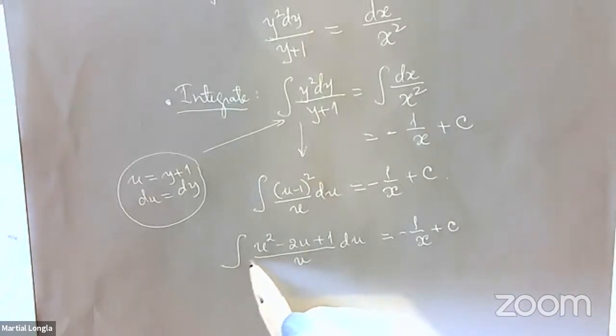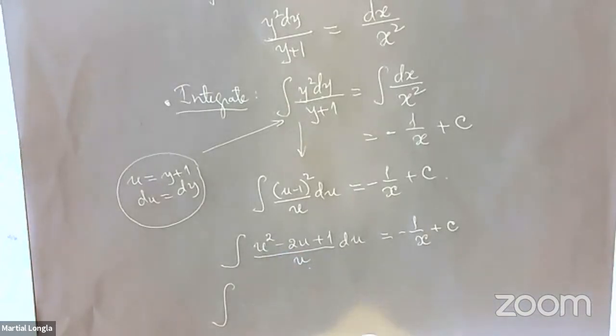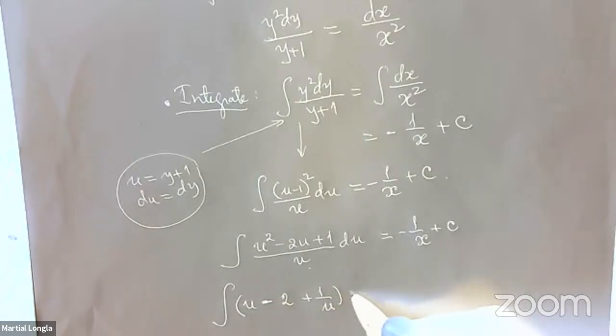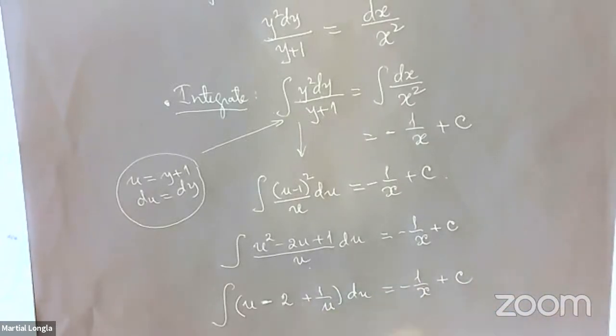All right. So again, what we need to do now is split this up. So u squared over u, that's u, right? Well, we should have chosen a different letter. Then minus 2u over u, so that's minus 2, and then plus 1 over u, and then du, equals negative 1 over x plus c. Great. And now we integrate this.